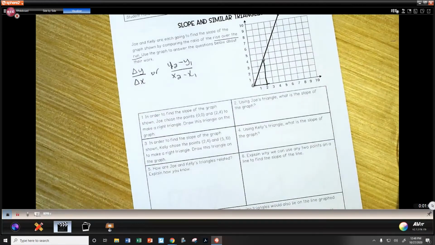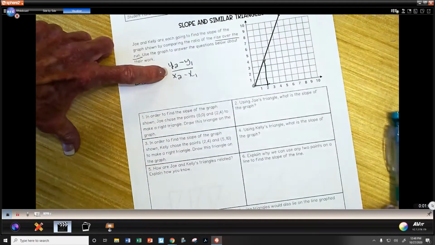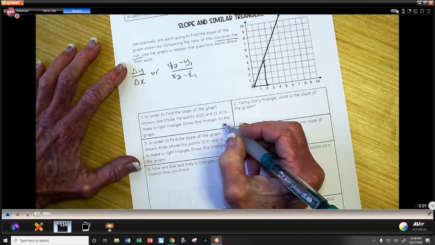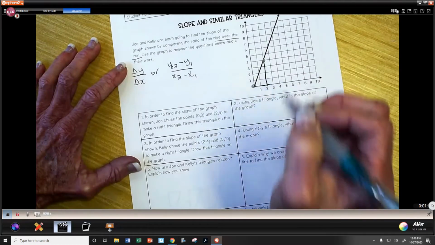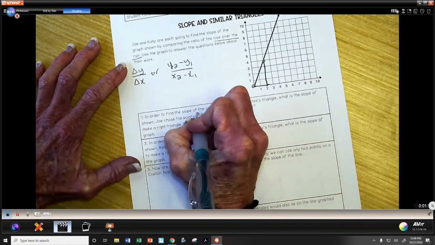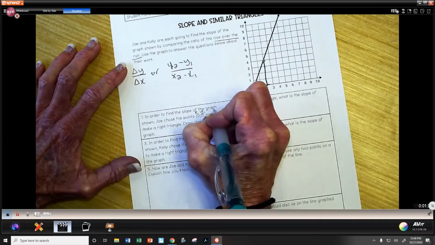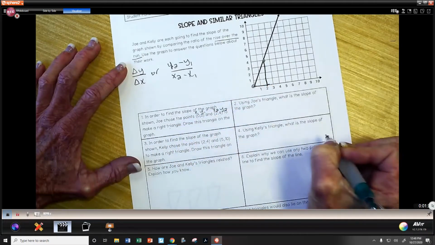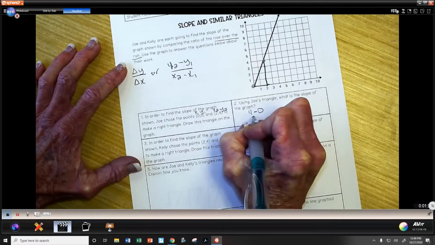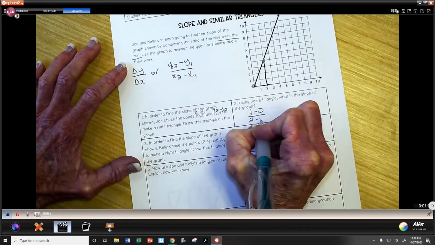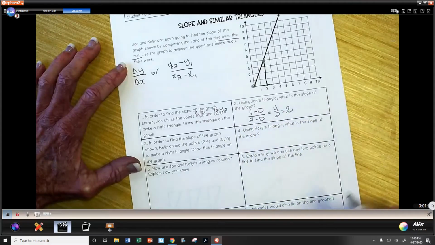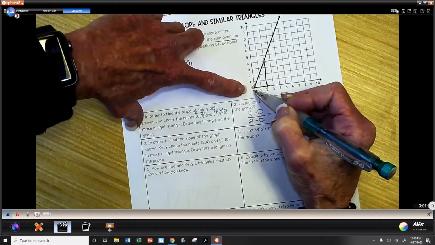So what we're going to do first is use the formula y2 minus y1 over x2 minus x1 to find what the slope is, and then we're going to prove it by doing rise over run. So remember, this is x1, y1, x2, y2. Okay, so I'm going to go 4 minus 0 over 2 minus 0. That's 4 over 2, which is 2. So let's see if that's what we get.